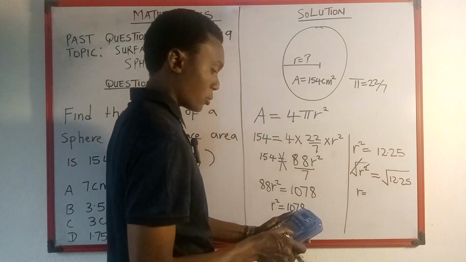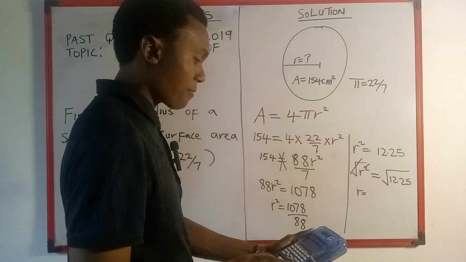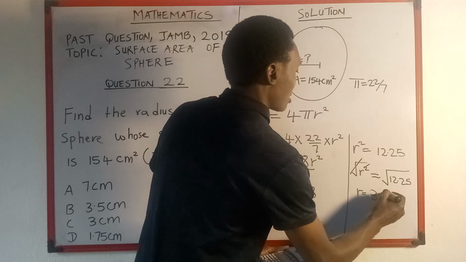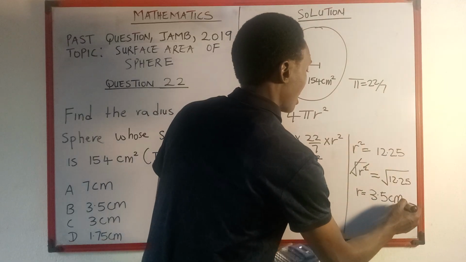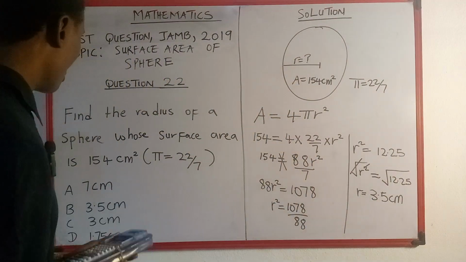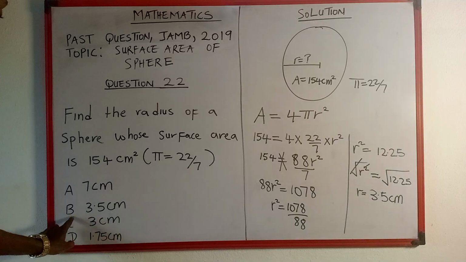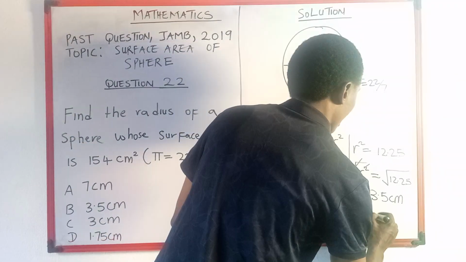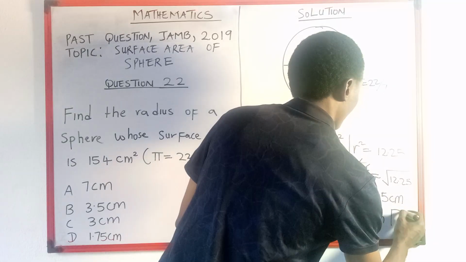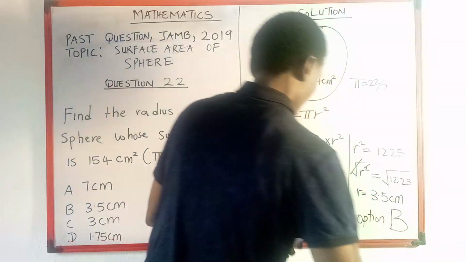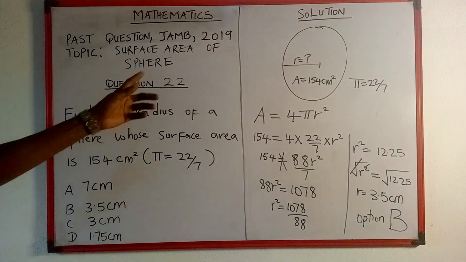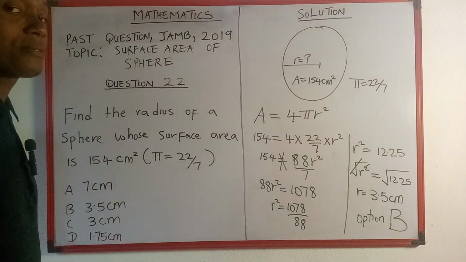Go to your calculator, you take the square root of 12.25 and you're going to have 3.5 cm. And if you look at the options, you see that the option there is what? B. So our final answer is option B. And this is how you solve question involving surface area of a sphere.